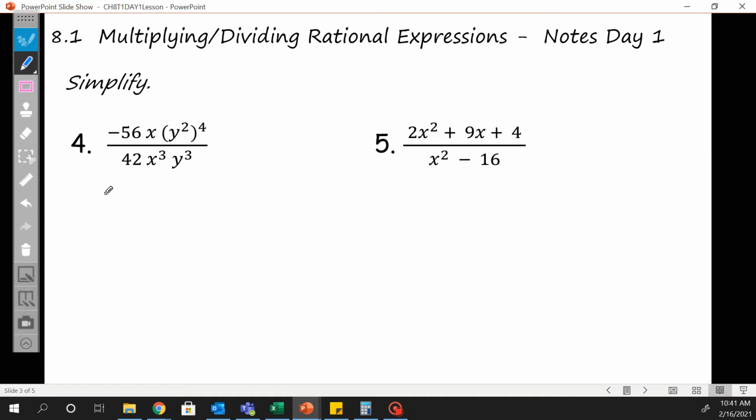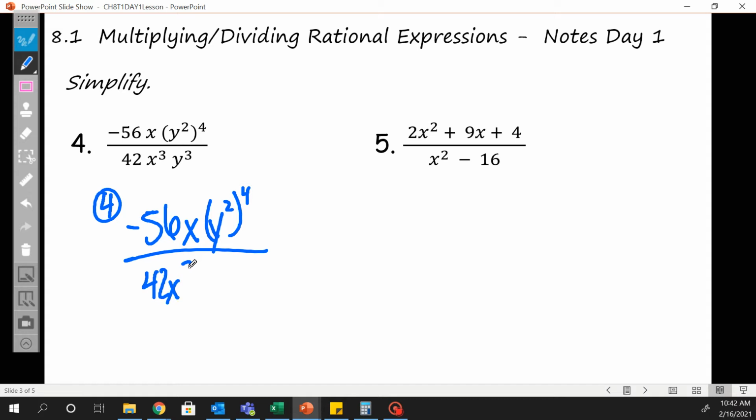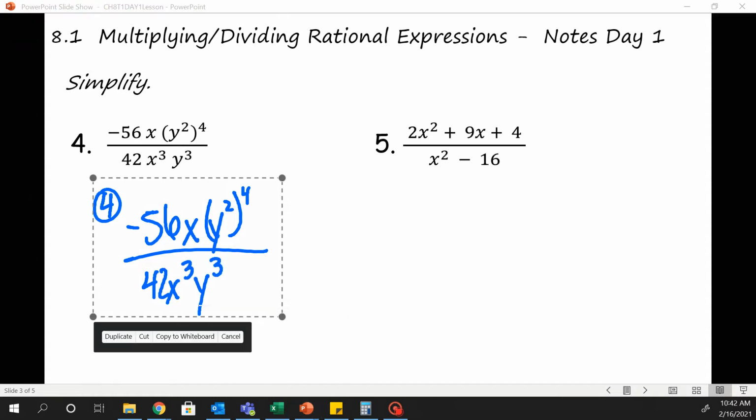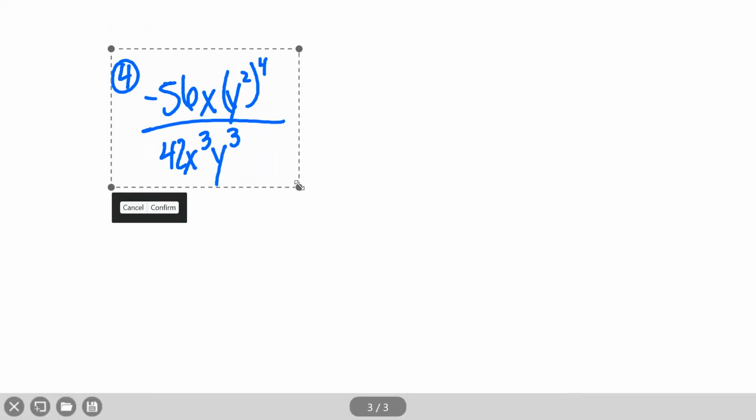All right, number 4, simplifying -56x y squared to the 4th power over 42x cubed y cubed. Okay, not really in the same vein of what we've been doing, but it is the same idea.